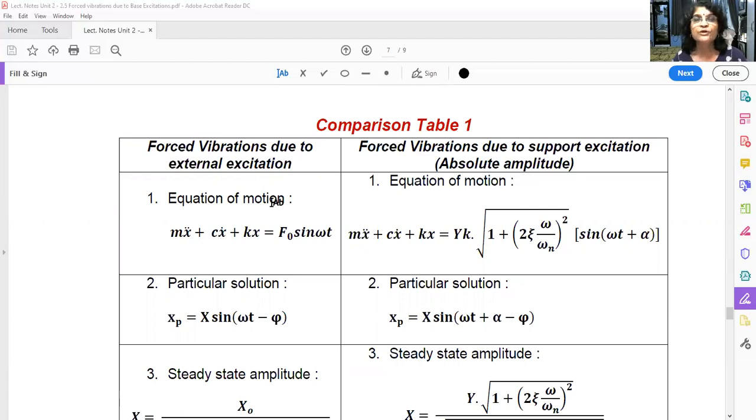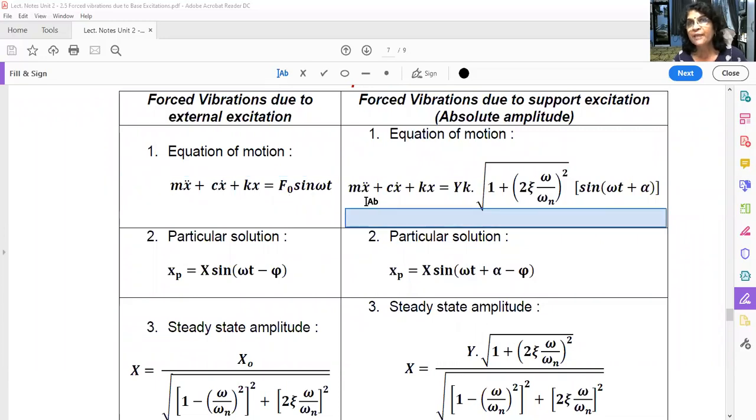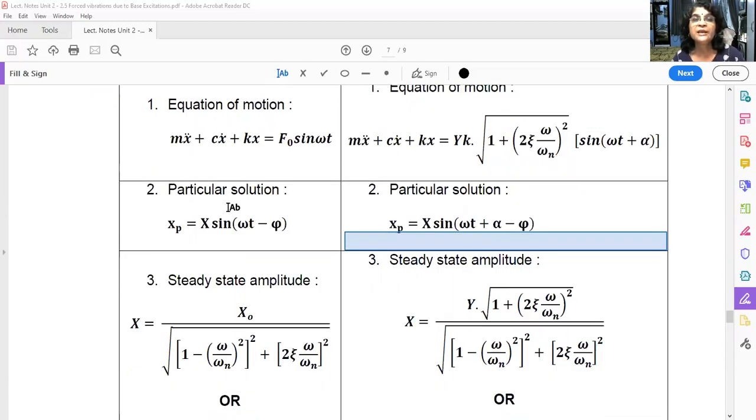What is the first comparison? Here the equation of motion is mẍ + cẋ + kx = F₀ sin ωt, and here the equation of motion is mẍ + cẋ + kx = Yk √(1 + (2ζω/ωn)²) sin(ωt + α). Then the second comparison, that is of the particular solution.